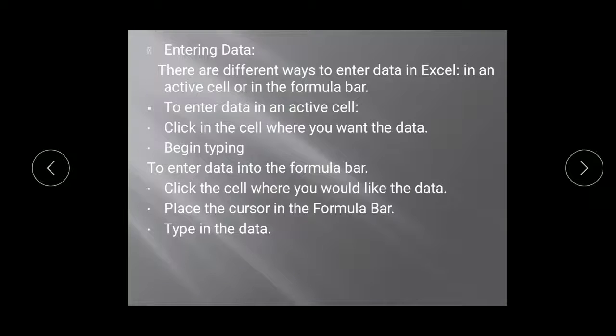If not, you can directly enter the data. Double click on your cell and start typing. You will get the data, that is, you can begin typing. To enter the data in the formula bar, click the cell where you would like to enter the data. Place the cursor on the formula bar and type the data. The formula bar data which you have typed can be visible in the cell as well.